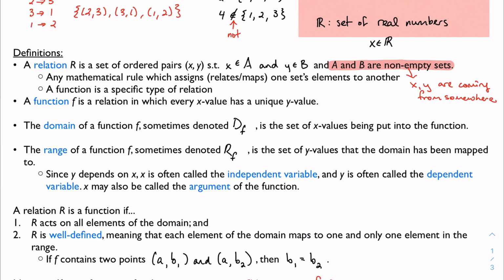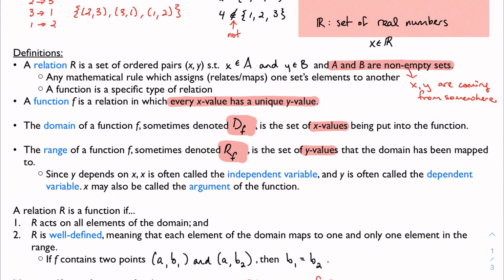And a function is a specific type of relation, and the catch that makes a relation a function is that every x value has a unique y value. I don't have any sort of cases where one x goes to two different y's. That would not be a function. Every x has its own unique y. Actually, my example that I came up with right here would be a function. And a function has domain and range. And this should be familiar. Domain, with our new notation D sub f, so D for domain, is the set of x values, and the range R sub f is the set of y values.